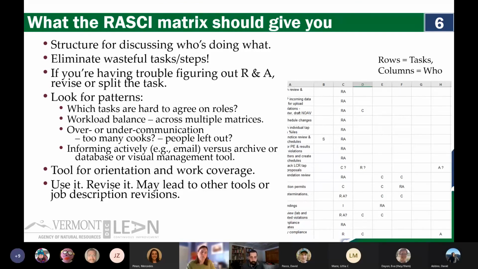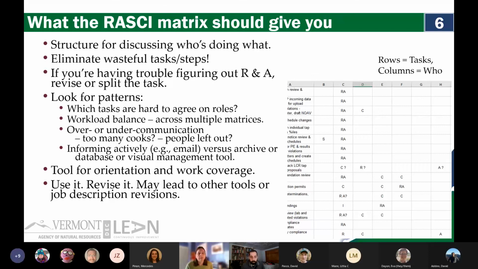Just like any other lean tool we're going to talk about, if you come across wasteful tasks or steps, get rid of them. So that's not the purpose of this tool, but if you find them, get rid of them. If you're having trouble figuring out who's responsible and accountable, look at your task. Is it too vague? Is it too broad? Maybe you need to revise it. Maybe you need to split it up so that you can actually figure out, okay, this is actually a pretty complicated task. So in this case, we do need to break it down into smaller levels.